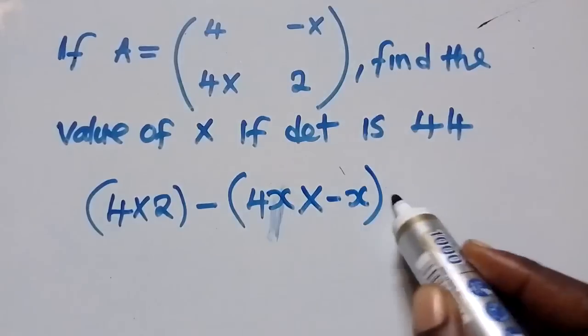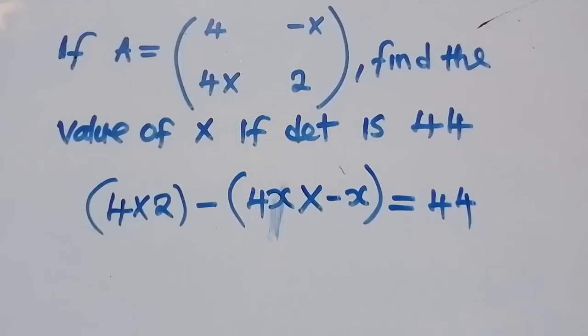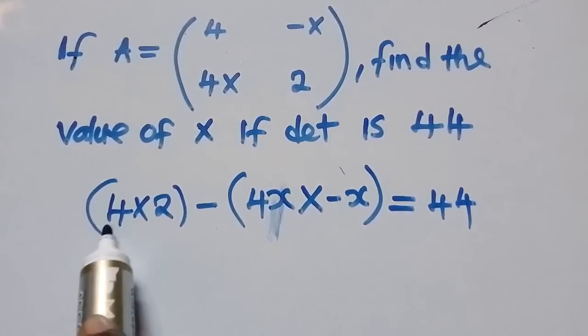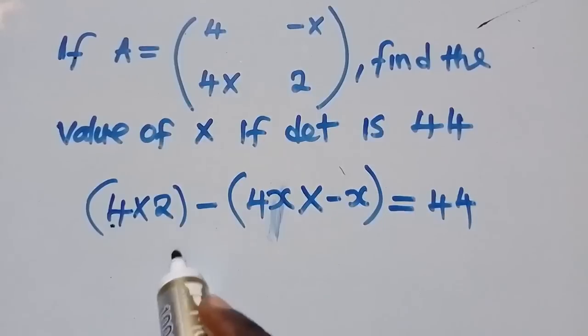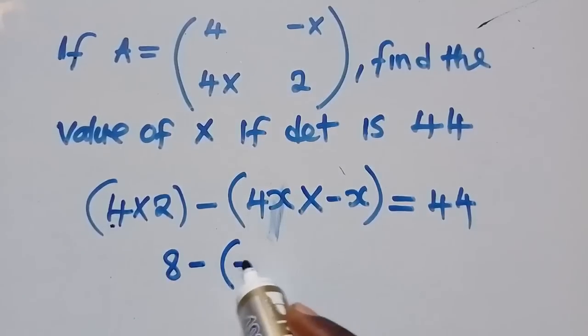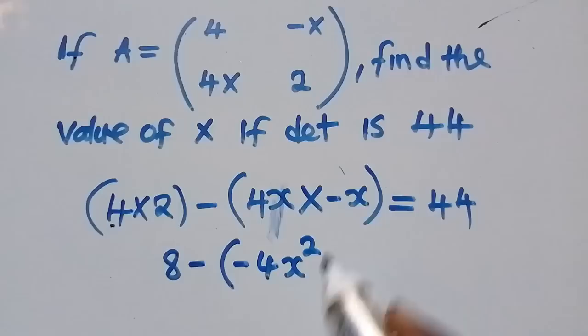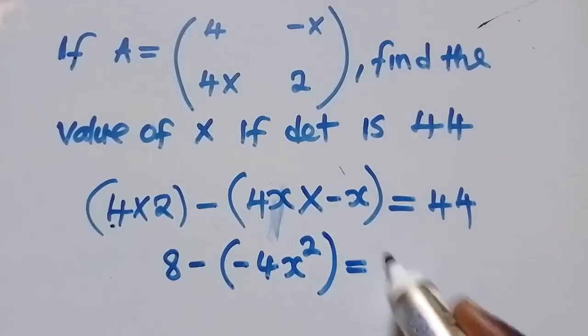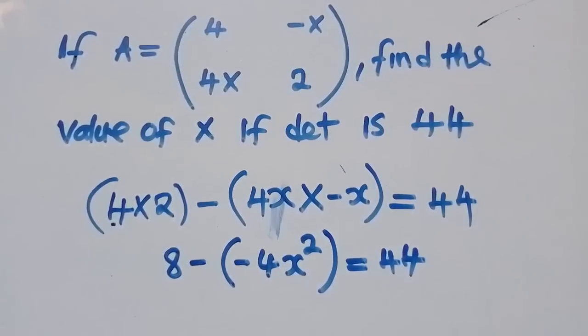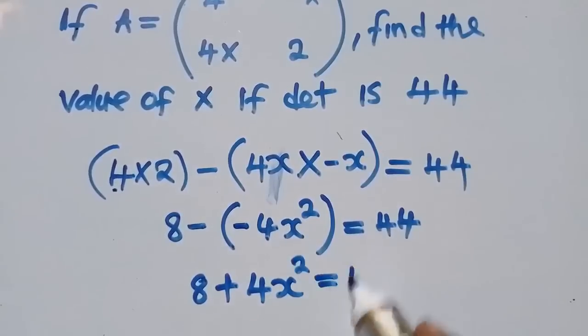Then I do this, which is equal to the determinant. What's the determinant? 44. You are given the determinant 44. So what is 4 times 2? That is 8. So what is 4x times negative x? It's negative 4x squared, since x times x is x squared, which is equal to 44. From here, negative times negative is positive. So that's 8 plus 4x squared is equal to 44.